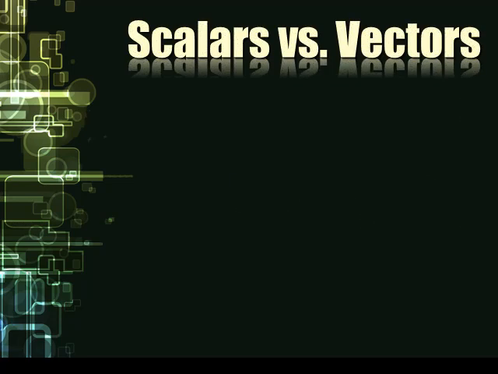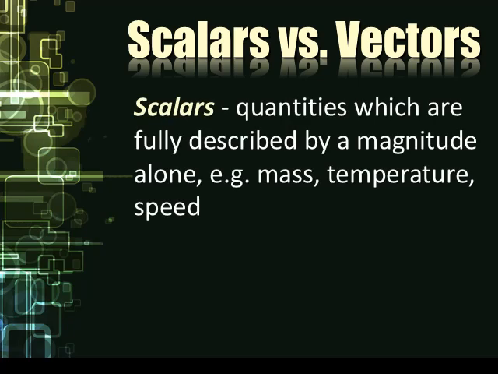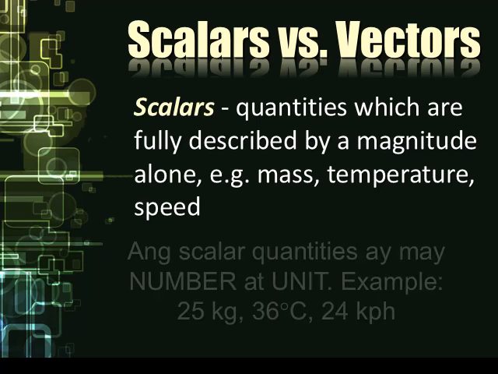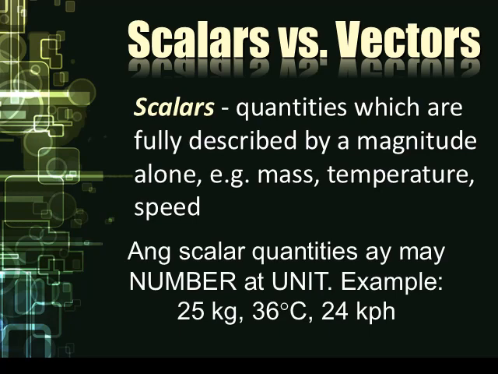Now, sa kinematics, meron tayong dalawang types of quantities na may encounter. Ito yung scalar and vector quantities. Ang scalar quantities, these are quantities which are fully described by a magnitude alone. So, for example, mass, temperature, and speed. So, mga scalar quantities natin, meron lang siyang number at unit. So, for example, 25 kilograms o kaya 36 degrees Celsius or 24 kilometers per hour. So, meron tayong number tapos yung unit.